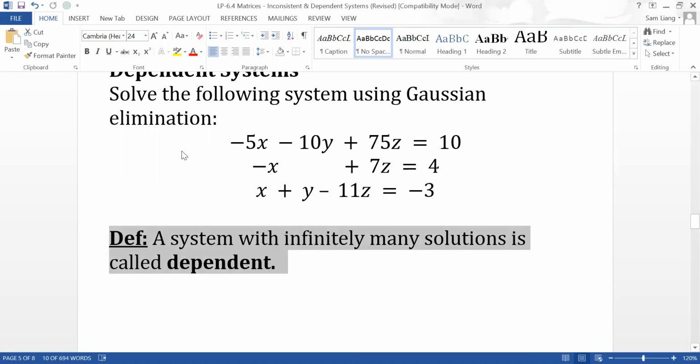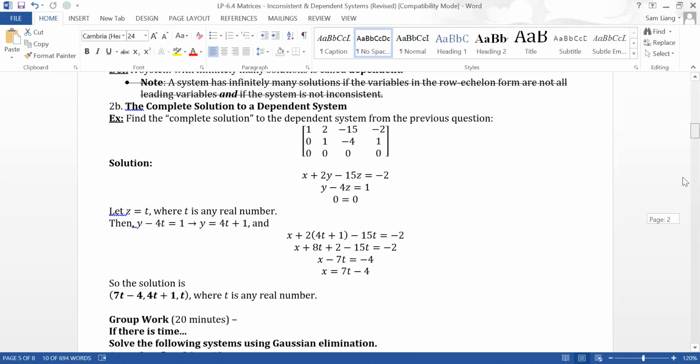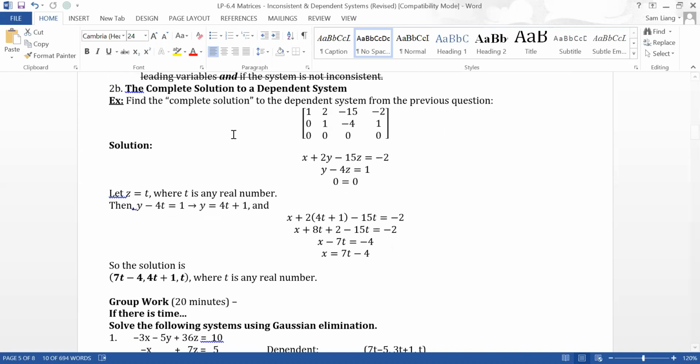All right. I'm going to move on to the next and last problem, assuming that everyone copied this already. As I mentioned earlier, there's something called a complete solution to a dependent system. Even though there are infinitely many solutions, there's still a pattern to those solutions, as we'll see in this example. This question says find the complete solution to the dependent system from the previous question.